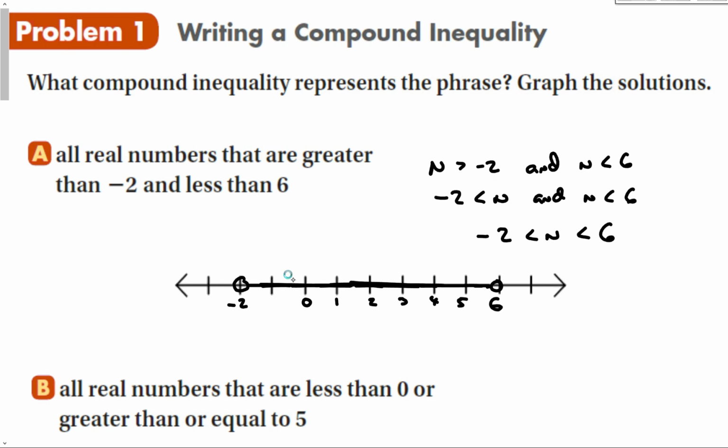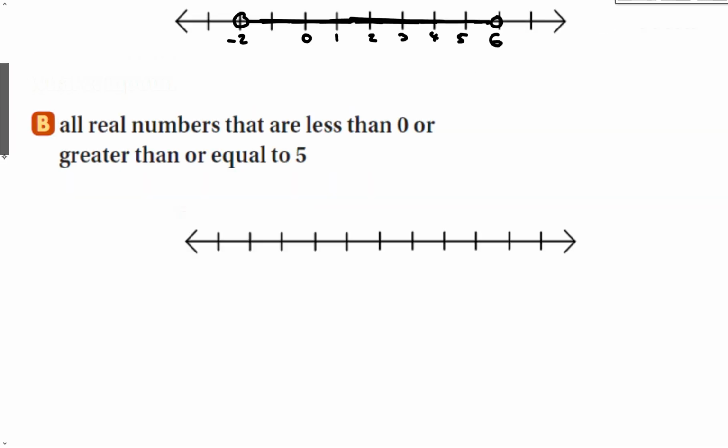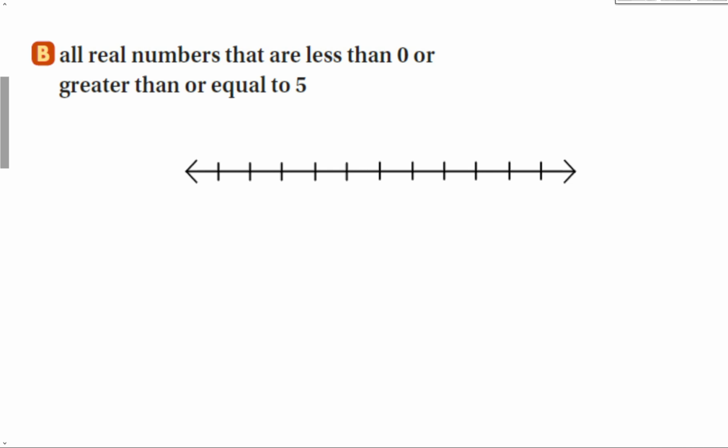And there's my compound inequality. Let's look at B. All real numbers that are less than 0 or greater than or equal to 5. So the or inequality means I can't put them together, but now I can just rewrite these as n is less than 0 or greater than or equal to 5. So my number is greater than or equal to 5.